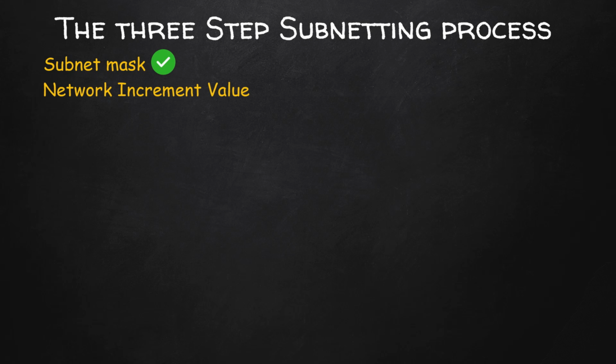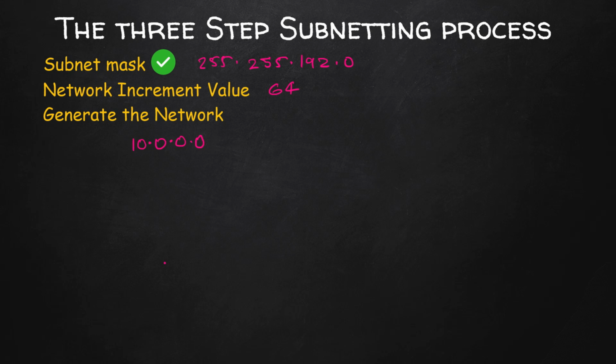So what is our subnet mask? It is 255.255.192.0. And what is the network increment value we received? It is 64. Okay. Now what is the next step? The next step is to generate the network. And how to generate the network? I will show you. So first of all, what is our network? Our network is 10.0.0.0. This is our network. Now we need to add this increment value 64 to generate our new network.